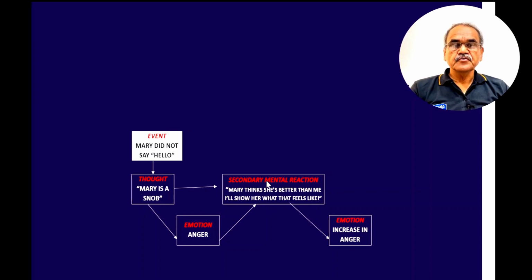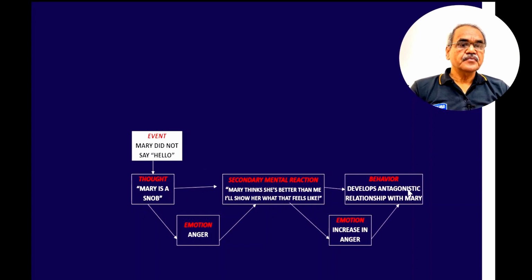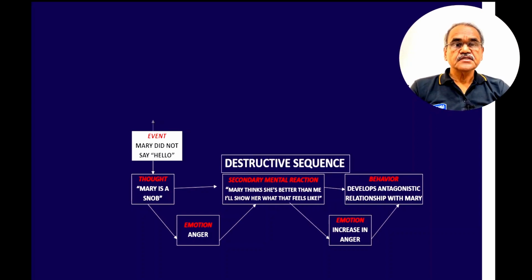और इस बढ़े हुए गुस्से के साथ, इस विचार के साथ what is likely to happen, आपका बिहेवियर क्या होगा, you will develop an antagonistic relationship with Mary. उसके साथ आपका रिलेशंस ठीक नहीं हो जाएगा. आप मौके की तलाश करने लगेंगे कब उसको हम लेट डाउन कर सकते हैं. होता है, ज़िंदगी के अंदर होता है. Okay, now what is this? This is a destructive sequence. One set of sequence based on thought.